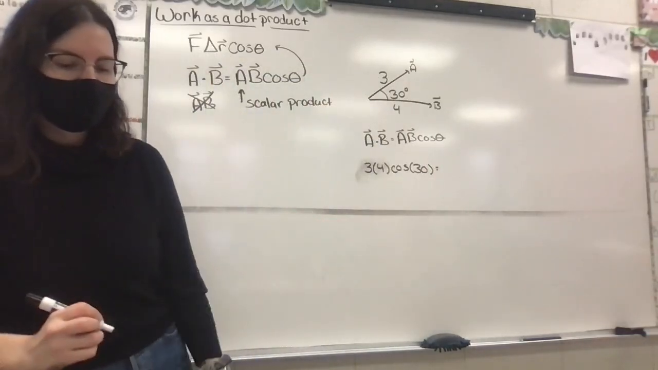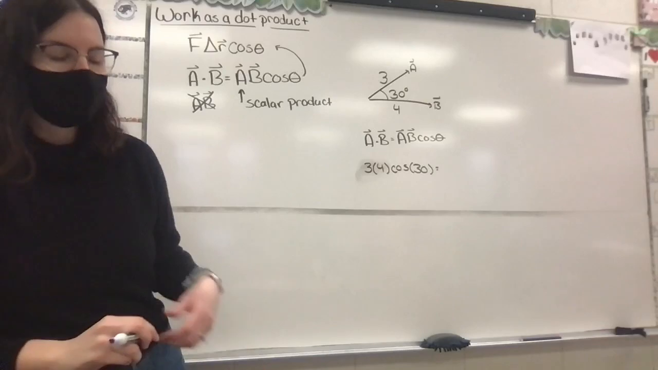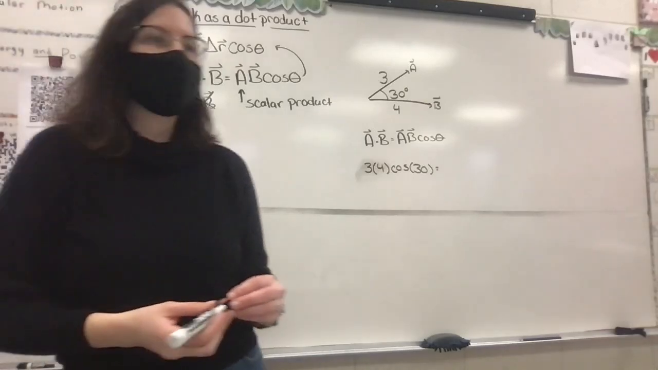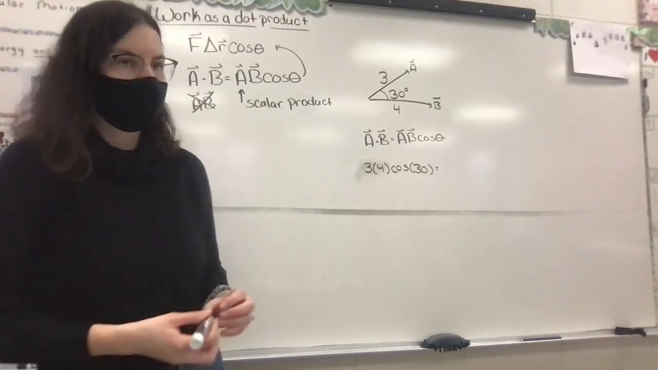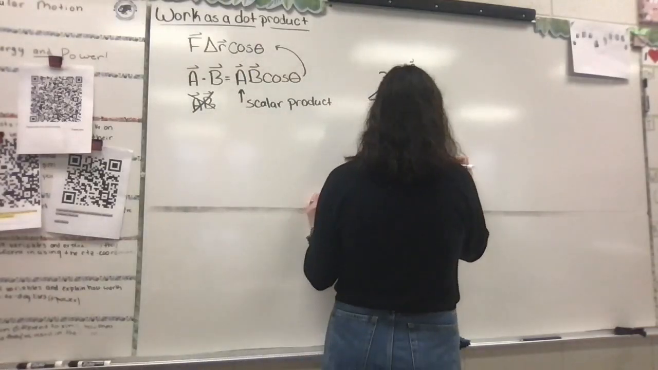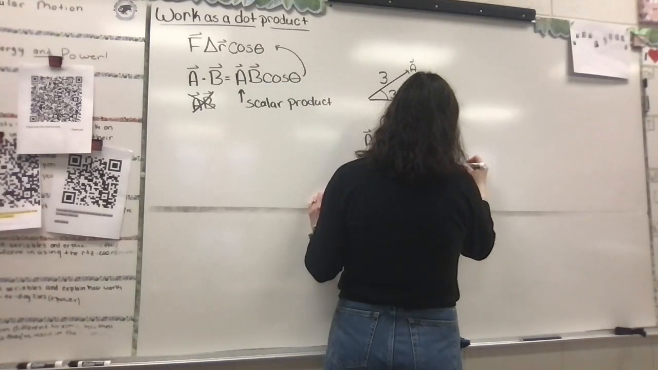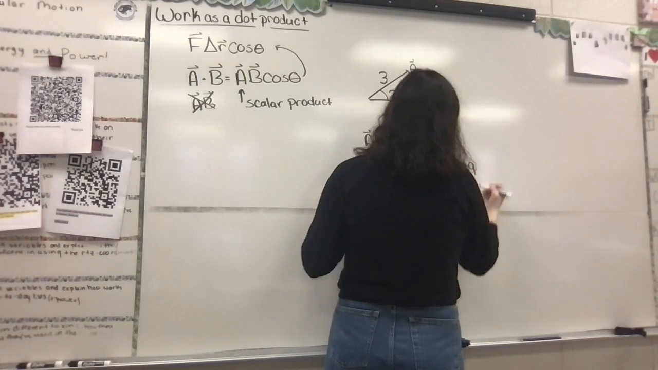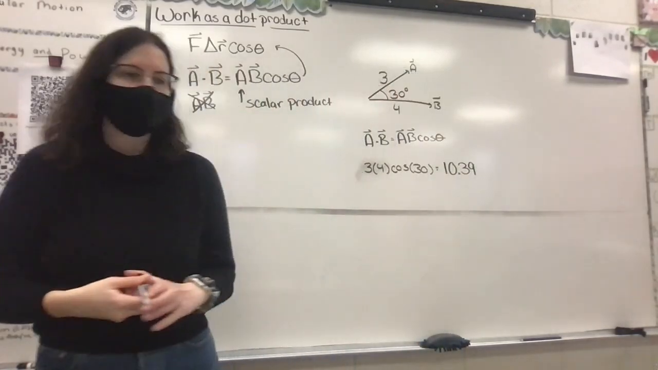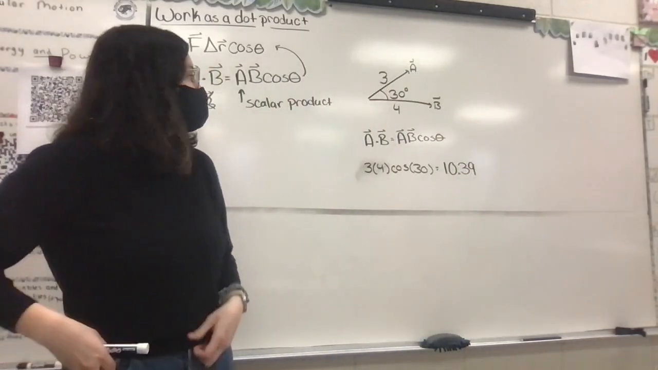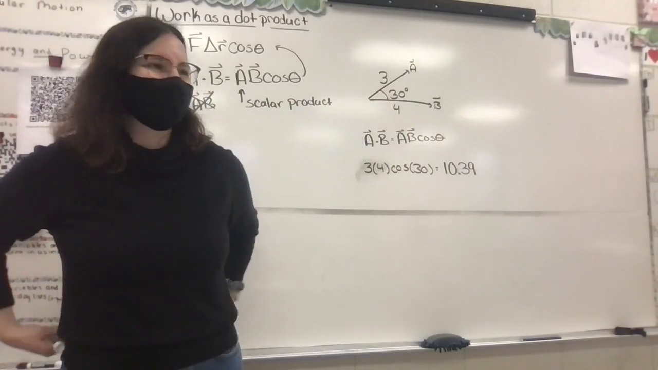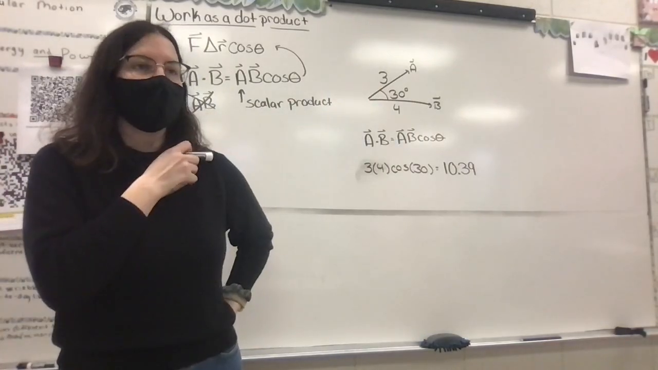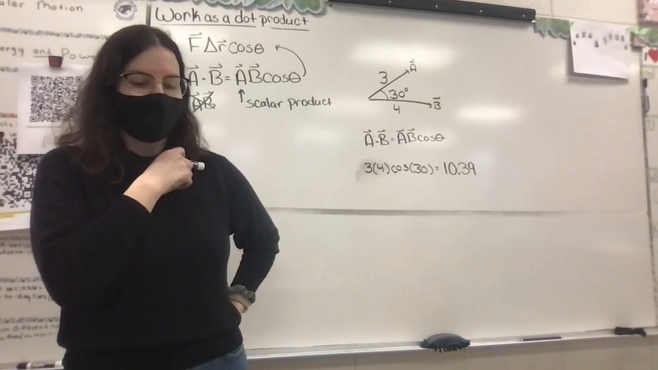Are you sure you're in degree mode and not radian? I have 10.39. 10.39 is right. Awesome. Does that example make sense? Why we did that, and how we did that?